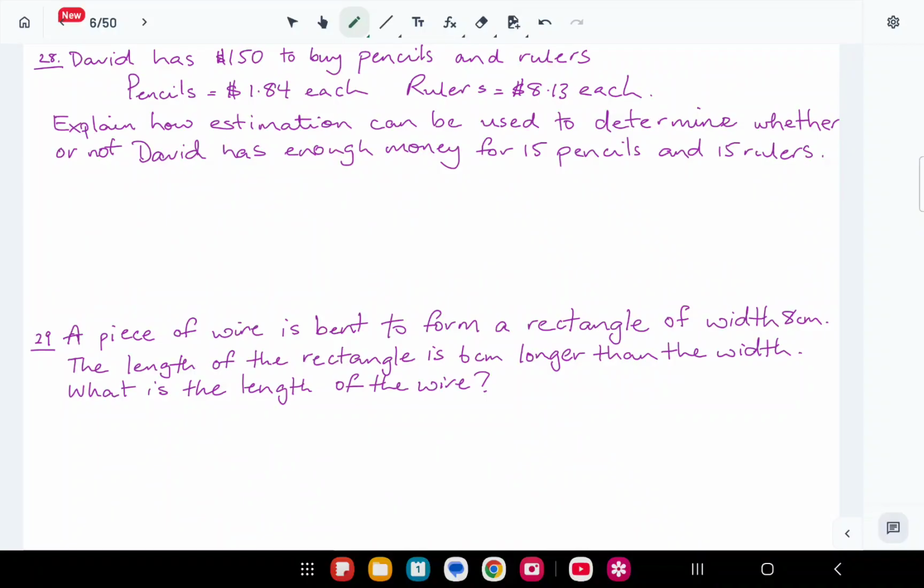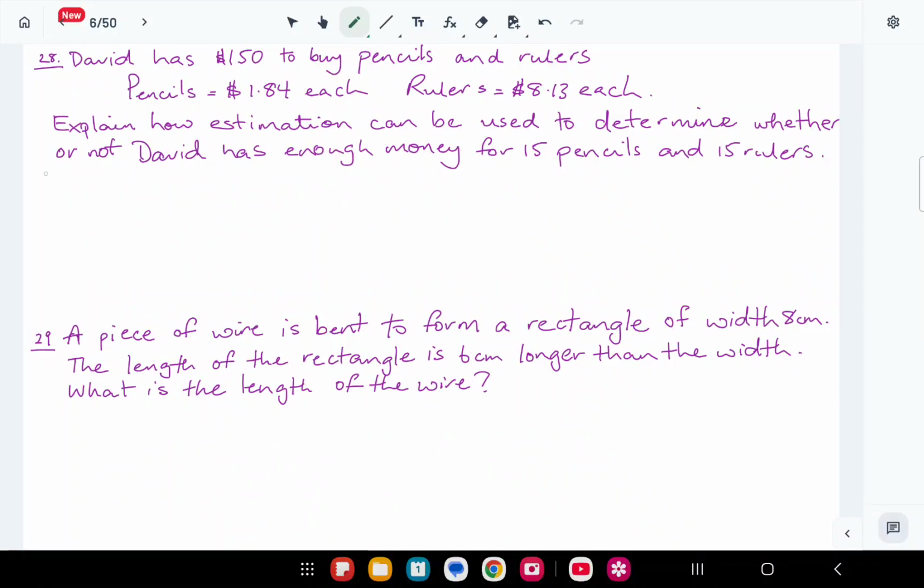Moving on now to number 28. They said David has $150 to buy pencils and rulers. Pencils are being sold at $1.84 each, and the rulers are being sold at $8.13 each. They said, explain how estimation can be used to determine whether or not David has enough money for 15 pencils and 15 rulers.